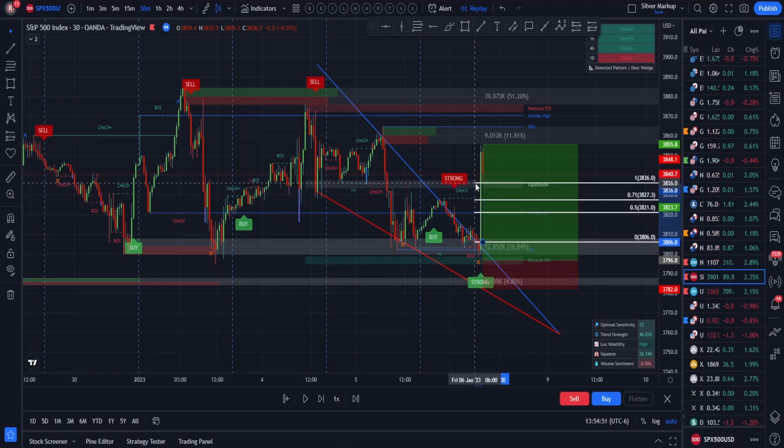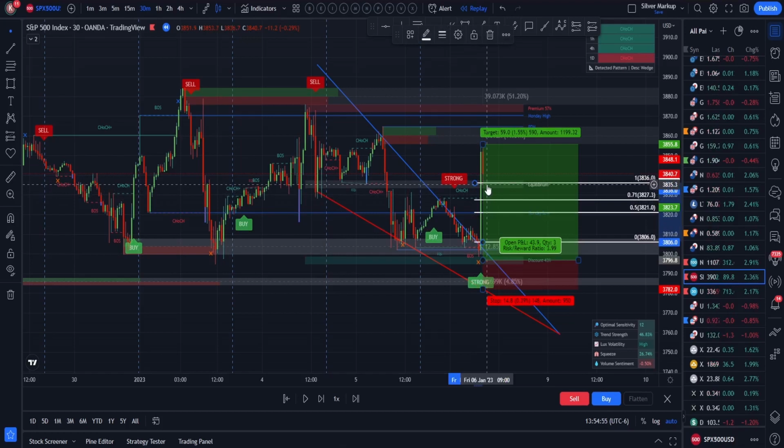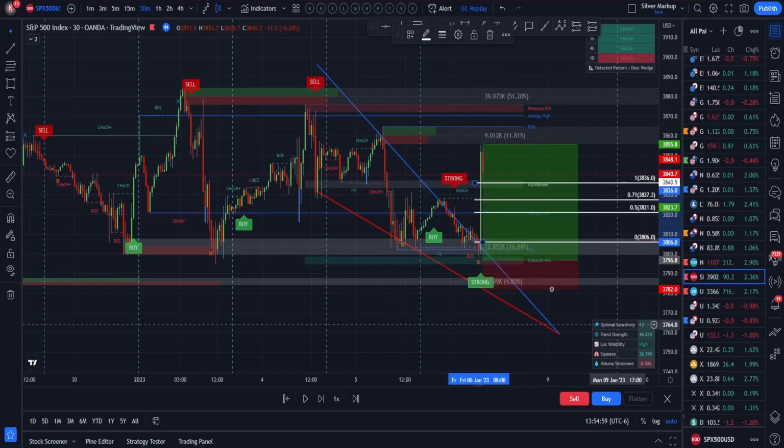There we go. That's correct. You want to draw it because you're looking for a buy. You want to draw from the bottom of the imbalance to the top. And then it still didn't come up. I think I have it reversed.